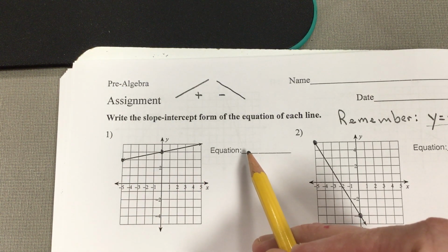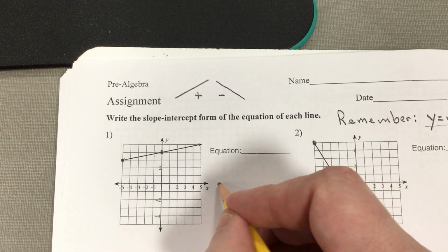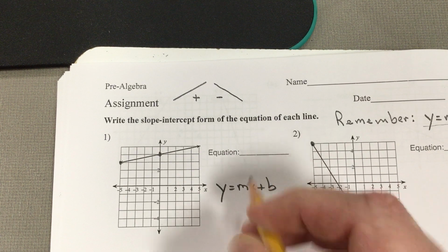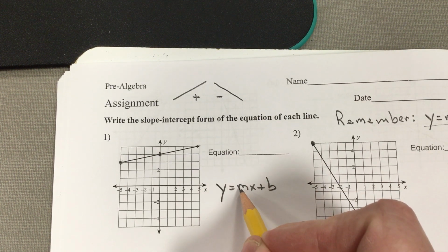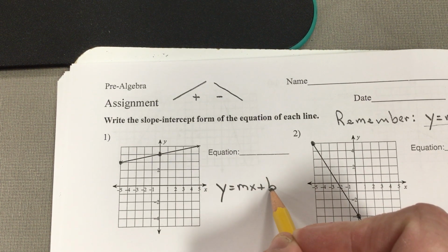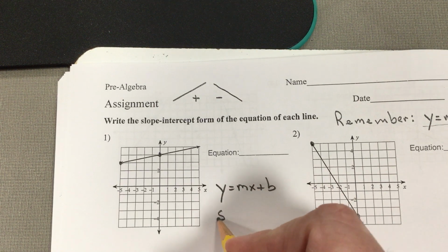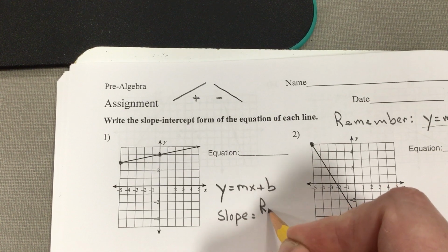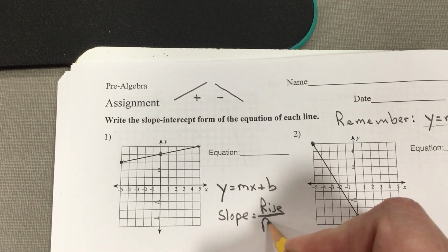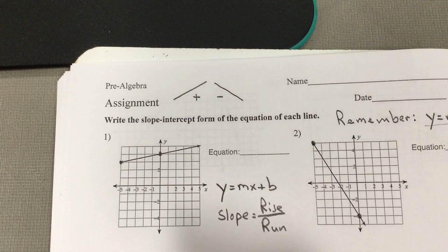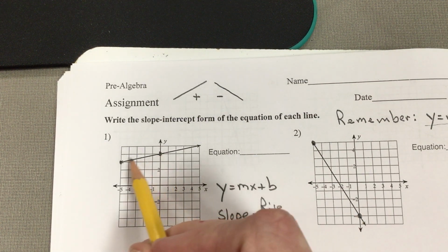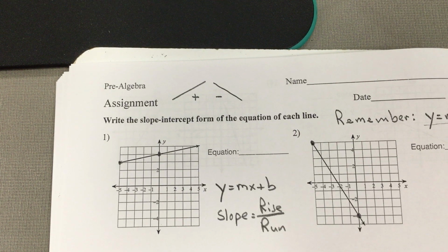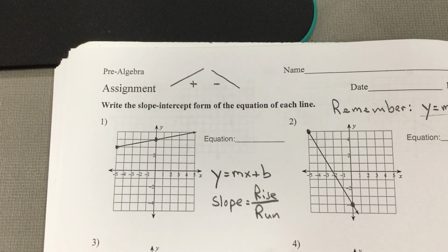So in part A, you learned the equation y equals mx plus b. You learned that this part right here was the slope and that this was the y-intercept. In part B, you learned that the slope was your rise over your run. And in part C, you learned that the y-intercept is where this line crosses the y. So you're going to put everything together to write the equations of these graphs.